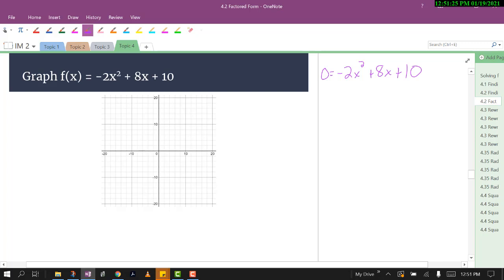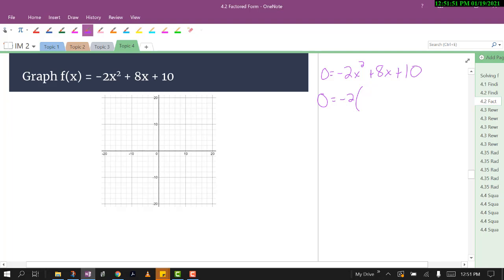Set it equal to 0, now we factor it. First thing we have to do is take out a GCF, because there is one. 2 goes into 2, 8, and 10. Now we're going to take out a negative 2, because whenever our x squared term is negative and we're factoring, things kind of get weird. So I think it's easier if we just take out a negative 2 with that.